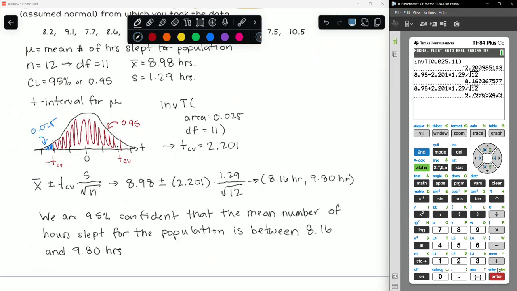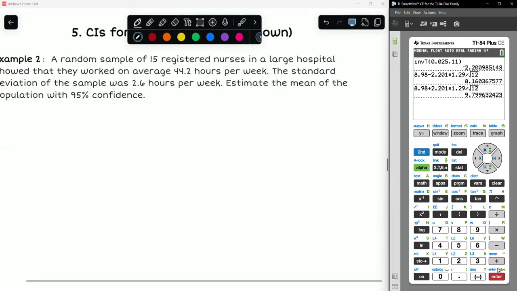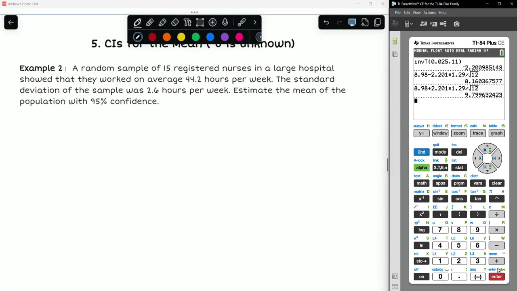Let's try one more just to make sure that we have this concept down nice and solid. So our second example says that a random sample of 15 registered nurses in a large hospital showed that they worked an average of 44.2 hours per week. The standard deviation of the sample was 2.6 hours per week. Estimate the mean population with 95% confidence.